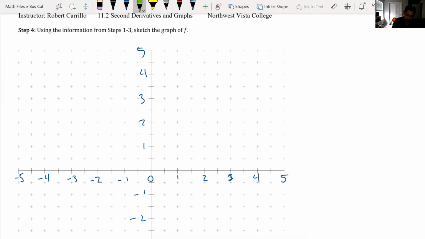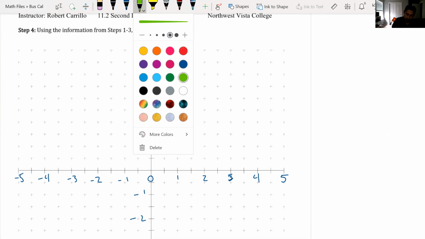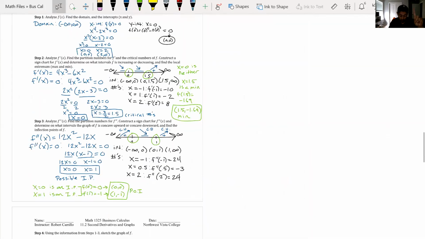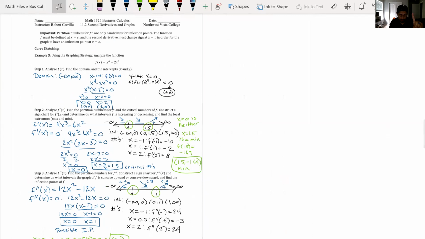Okay. Like I said, we're starting by plotting the X-intercepts. 0, 0, 2, 0. Y-intercept was also 0, 0, so that point's already there. Okay, step 1 is done on the graphing strategy. We plotted X-intercepts and Y-intercepts.